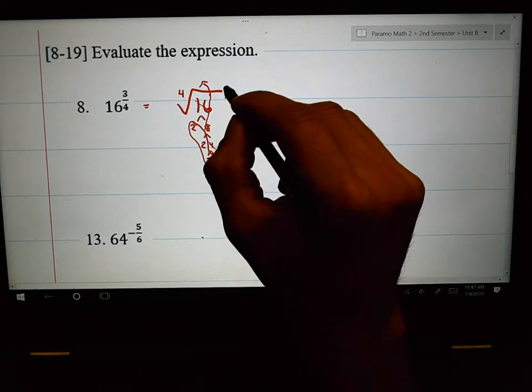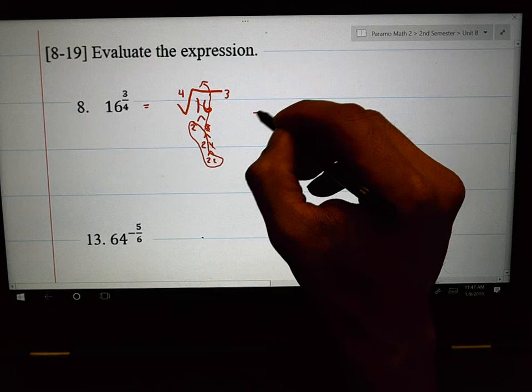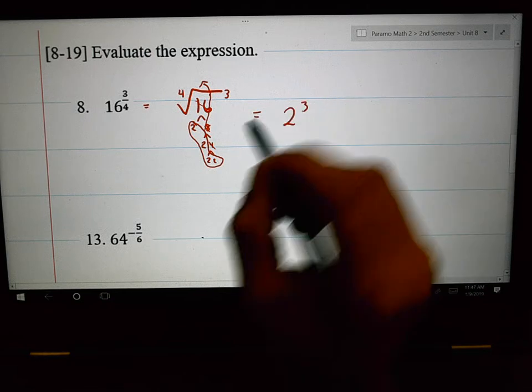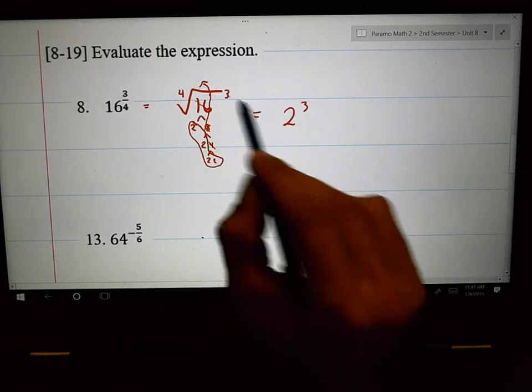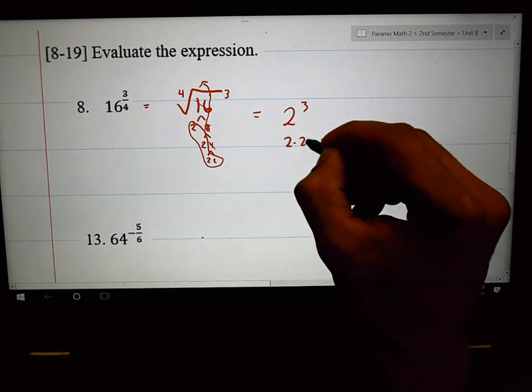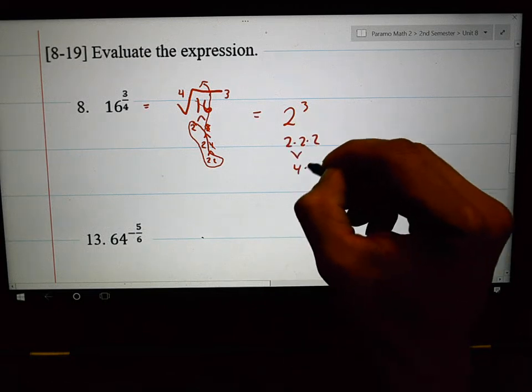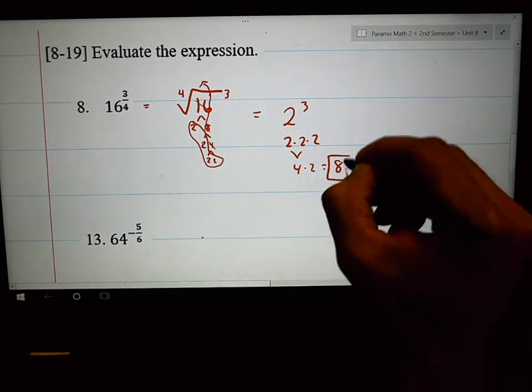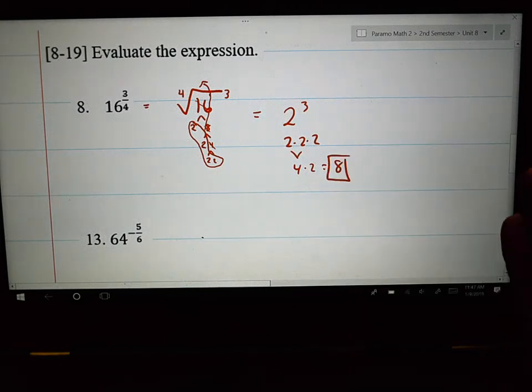There is still this little 3 exponent that you have to deal with. So the 2 breaks out, but we still have to take it to the 3rd power. And as you know, because you don't have a calculator, you're not going to be allowed to use one on the quiz or the test. Let's do it by hand. 2 times 2 is 4, times 2 is 8. That's my final answer.